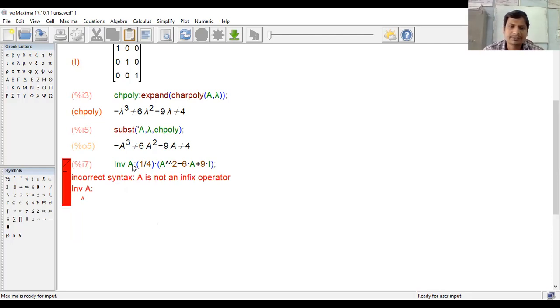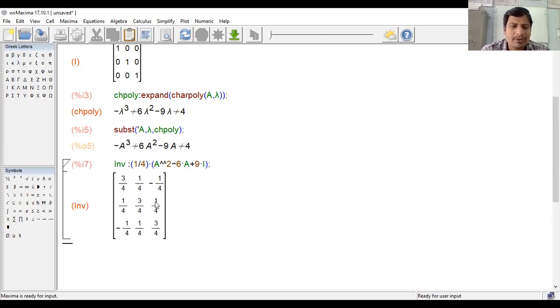See here. Suppose you make some mistake, that means incorrect syntax. Here I take only inverse, that is correct. Okay. See here. We take inverse of 1, next inverse of 2, the answer is also the same. That is the inverse of 1, inverse of 2. Okay, that is inverse, that is 1 by 4. Then star means we take the multiplication, that is the star. Okay, then that is the minus 6A plus 9I. Then semicolon, you press shift enter. Okay, then that is your final result.